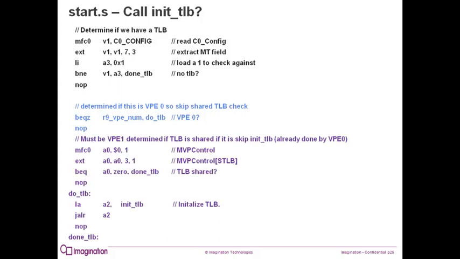Next, the code will only execute if it is executing on VPE 1. The code checks to see if the TLB is shared. If it is, it will skip the init TLB call. If it is not, then it means that VPE 1 has its own TLB and needs to be initialized, so it will fall through and call init TLB.